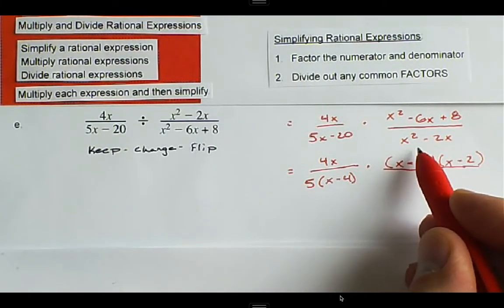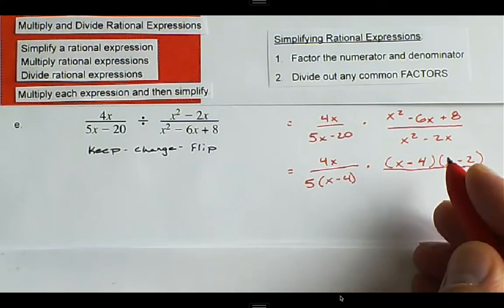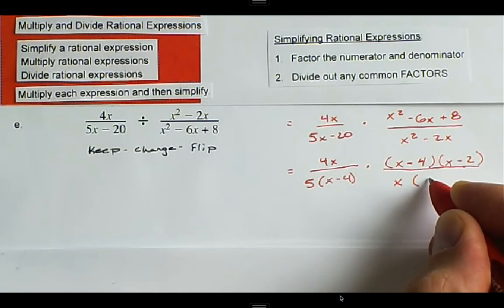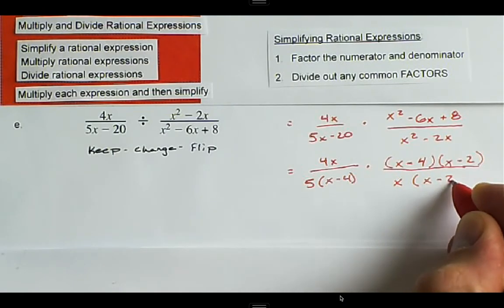Then we see that we have x squared minus 2x. They have a common factor of x. So then we get x multiplied by the quantity x minus 2.